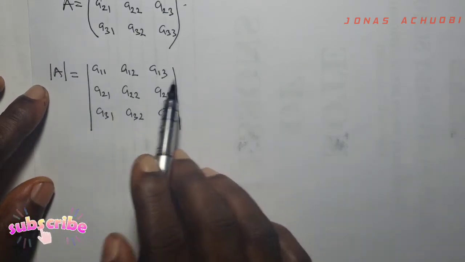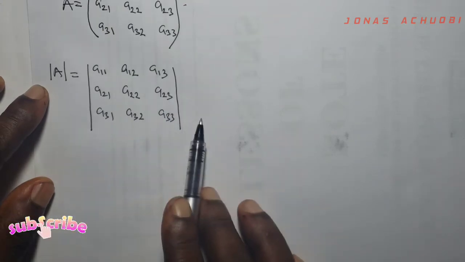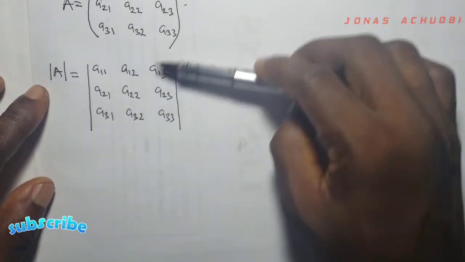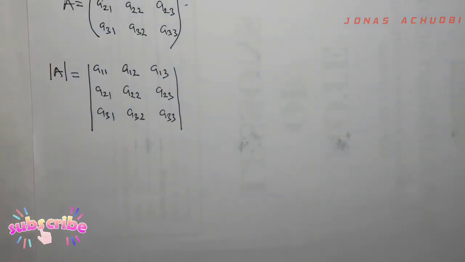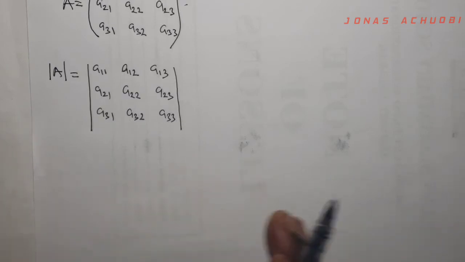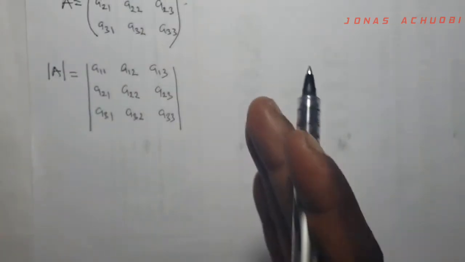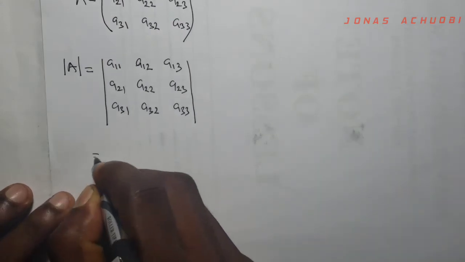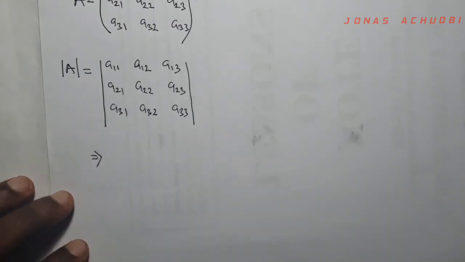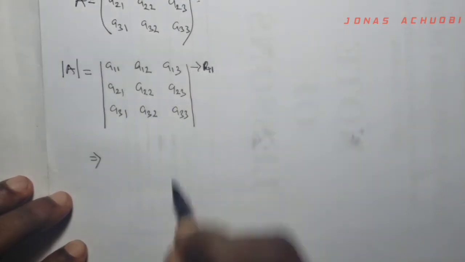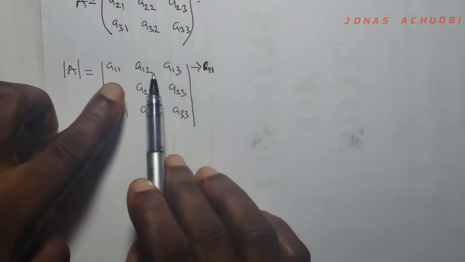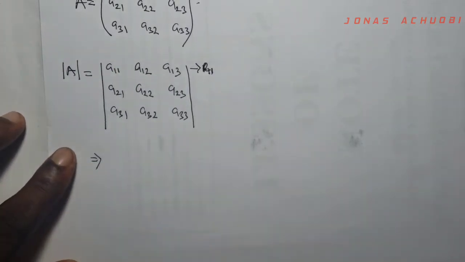Remember, this matrix has 3 rows: row 1, row 2, row 3. It has 3 columns: column 1, column 2, column 3. We can find this determinant of matrix A using any row of our choice, and of course any column of our choice. And when we take examples, you shall see what we are doing. So now I want to take the determinant of this 3 by 3 general square matrix. We want to expand this using row 1. So I want to expand using these entries A11, A12, and A13.